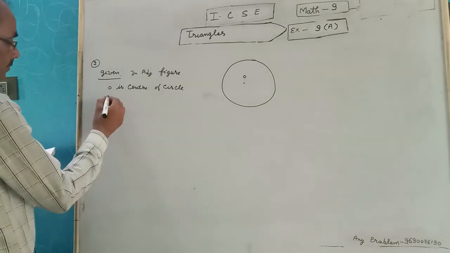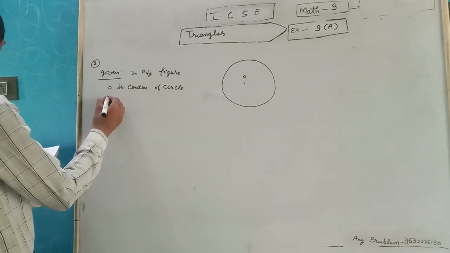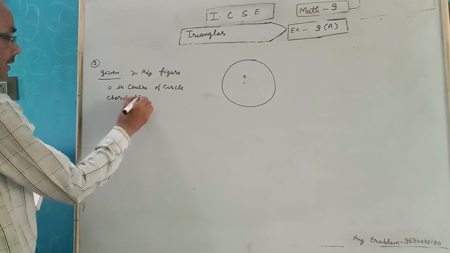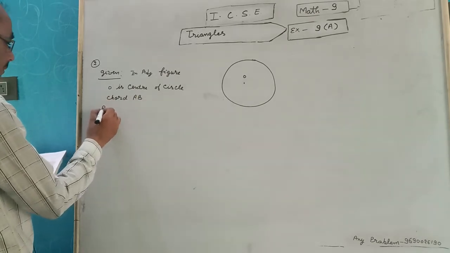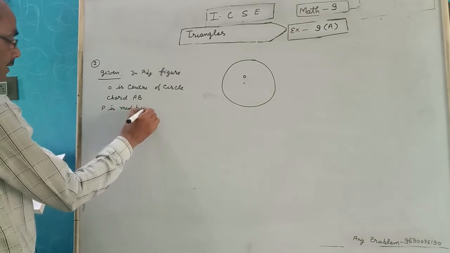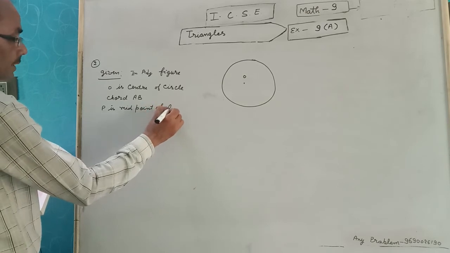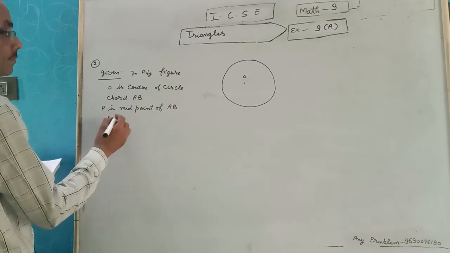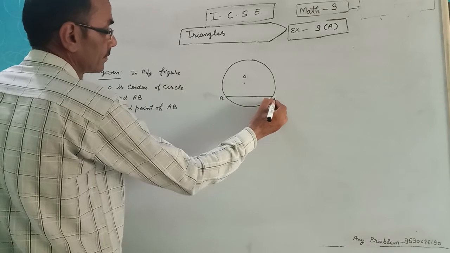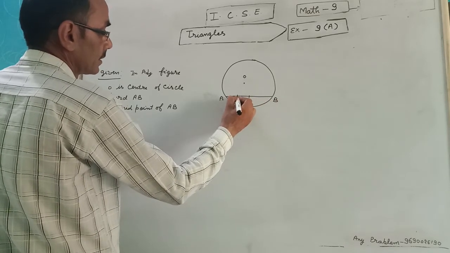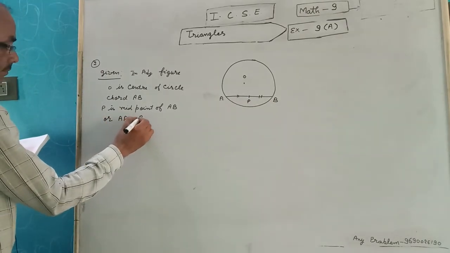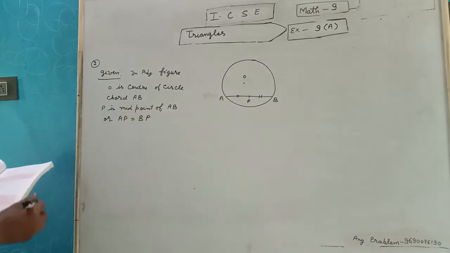And chord AB, P is midpoint of AB, or AB, P is midpoint, mean AP equal BP. That is given.